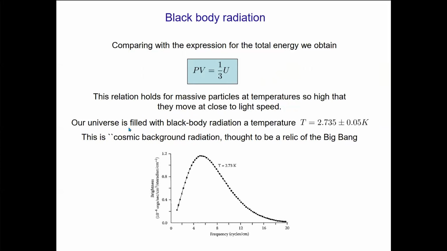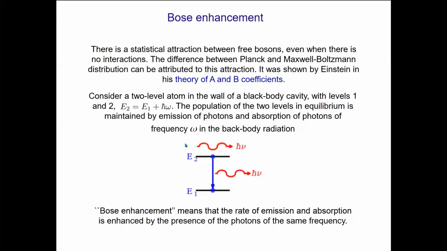And a final comment: our universe is filled with black body radiation at a temperature of approximately 2.7 degrees Kelvin. This is the cosmic background radiation, thought to be a relic of the Big Bang. And this is the experimental plot of this cosmic radiation depending on the temperature, and you see that it fits the Planck law very well. Okay, the next topic will be what's called Bose enhancement, and I will continue it in the second part.